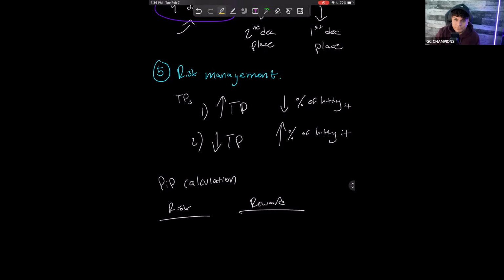Oh wait, so I missed this. The 0 will be the fractional pip movement and the 1 will be a full pip movement. Is this correct? Yeah, that's exactly what I'm saying. That's good. Okay, so the risk in this case would be the stop loss.